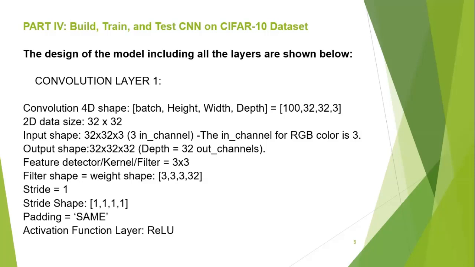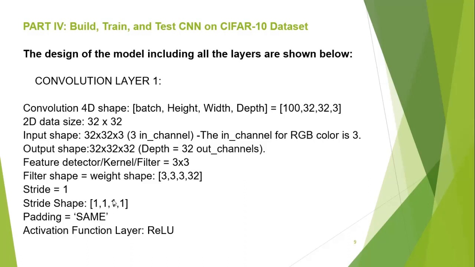For the stride, we are going to use 1. The stride of 1 enables the filter to move 1 pixel at a time. And this is the shape of the stride. Here we use padding SAME for all the convolutional layers in this project.